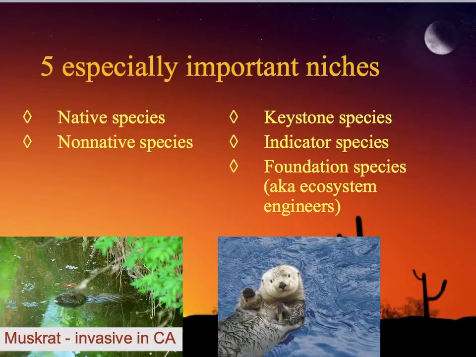So within a community or ecosystem, there are 5 especially important types of species or niches. There are the native species, the non-native species, the keystone species, indicator species, and then the foundational species. Any given species may function as more than one of these 5 types in an ecosystem. So a native species may also be a keystone species, or a native species may also be an indicator species. Maybe a non-native species is also a keystone species. So it can function as more than one of these.